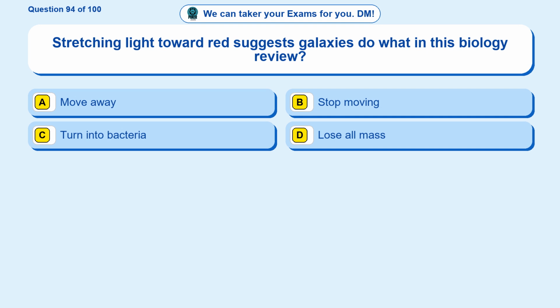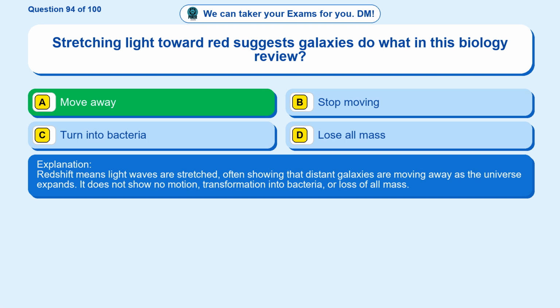Question 94. Stretching light toward red suggests galaxies do what in this biology review? Option A, move away. Option B, stop moving. Option C, turn into bacteria. Option D, lose all mass. The correct answer is option A. Move away. Redshift means light waves are stretched, often showing that distant galaxies are moving away as the universe expands. It does not show no motion, transformation into bacteria, or loss of all mass.